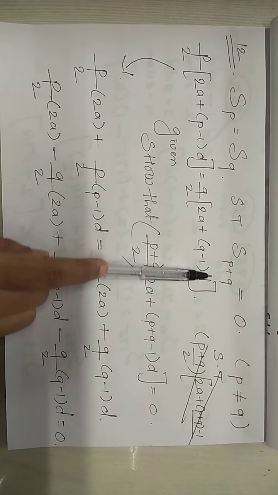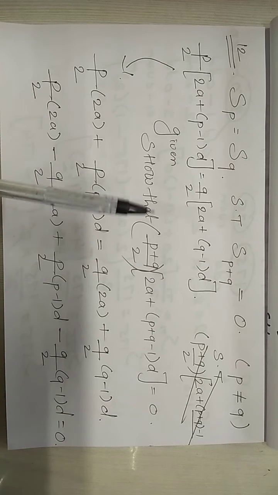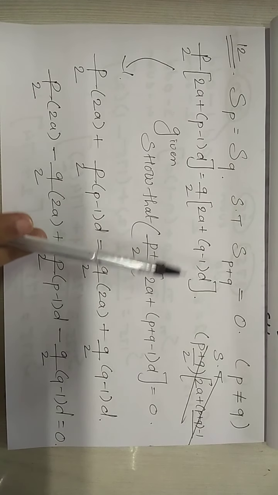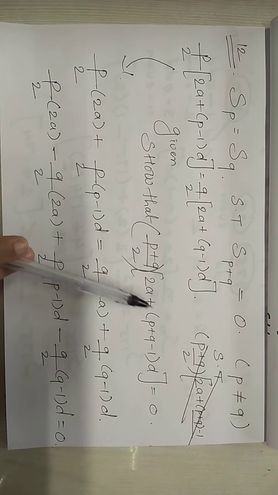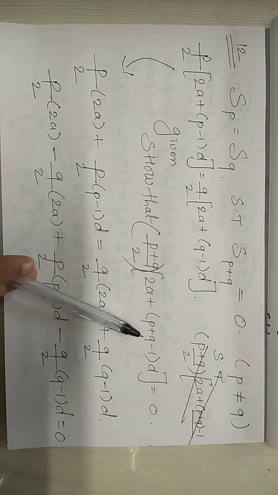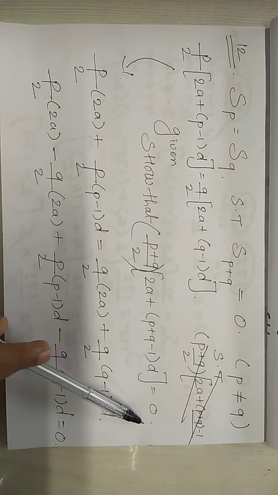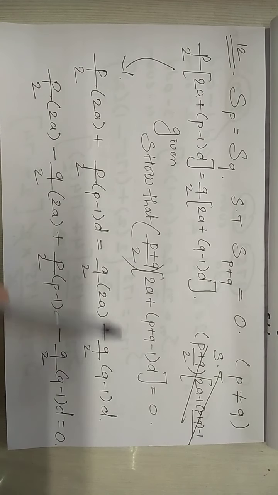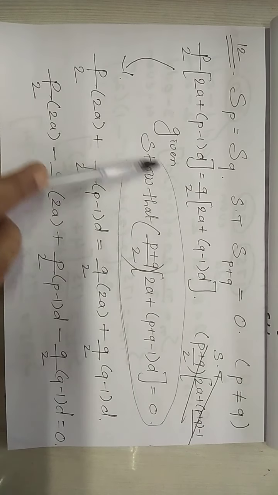Now what will be S of p plus q? Again the same Sn formula. Sn was n upon 2, so S of p plus q will be (p plus q) upon 2. 2a plus (n minus 1) was there in the bracket, so here it will be (p plus q minus 1) in the bracket, times d, equal to 0. Okay. So this is what we have to show. This full thing, we have to show this.